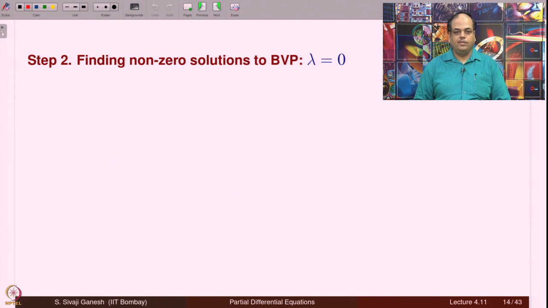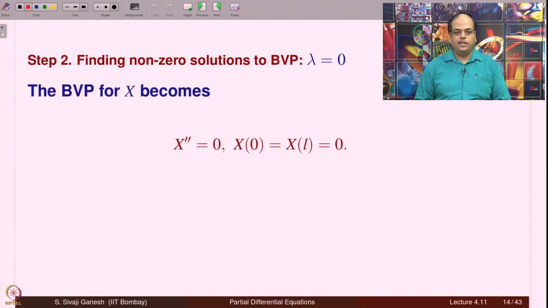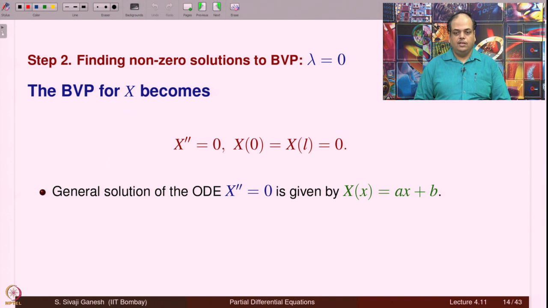Let us look at lambda equal to 0. So, the BVP is x double dash equal to 0, x of 0 equal to x of L equal to 0. The general solution of the ODE x double dash equal to 0 is Ax plus B, where A and B are constants. Now, we are going to use these boundary conditions and determine A and B.